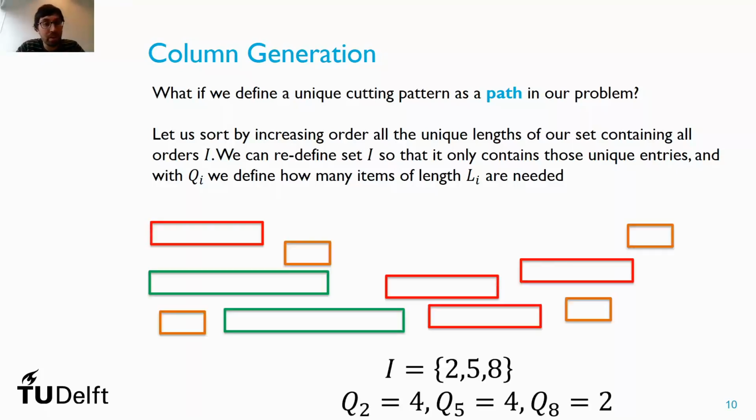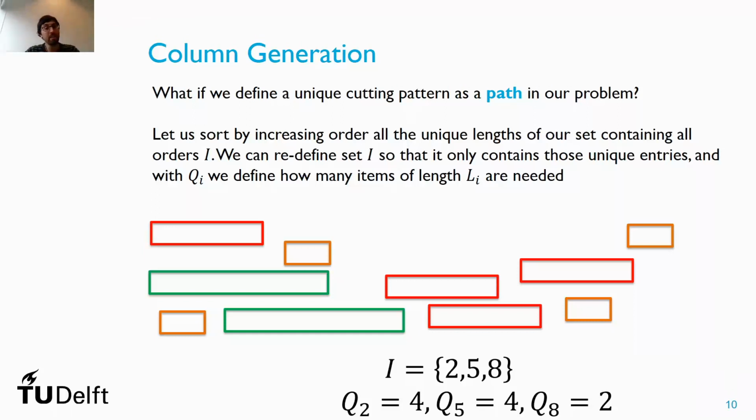Let me be more clear. Let's assume this is the overall set of items we need to cut. But if you see, we have three distinct items. We have a first item with a length of 2, so the orange one, and we need 4 pieces. We have a second item of length 5, we need 4 pieces as well. And we have a third item of length 8, and we only need 2 pieces.